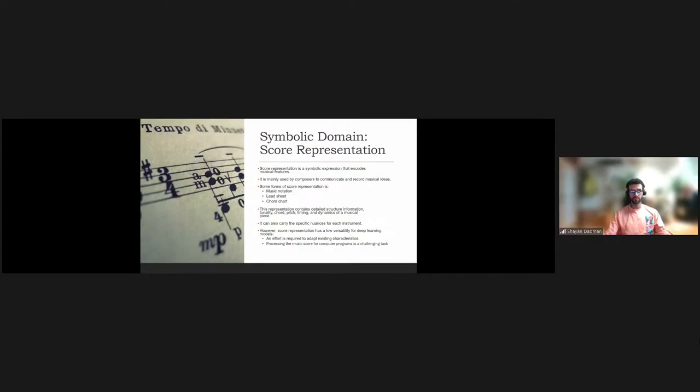In the symbolic domain, we first talk about the score representation. A score representation is a symbolic expression that encodes musical features. It is mainly used by composers to communicate and record musical ideas. Some forms of score representations are music notation, lead sheet, and chord chart. This representation contains detailed structure information, such as tonality, chord, pitch, timing, and dynamics of the musical piece. It can also carry the specific nuances for each instrument. However, score representation has a low versatility for deep learning models. Basically, this is because effort is required to adapt existing characteristics, and processing the music score for computer programs is a challenging task.